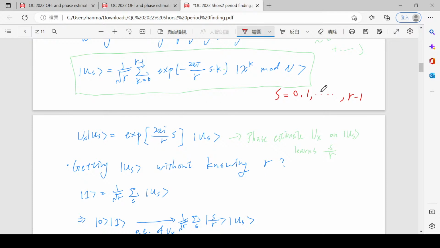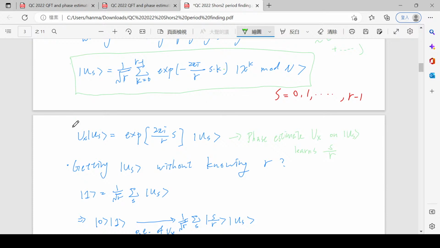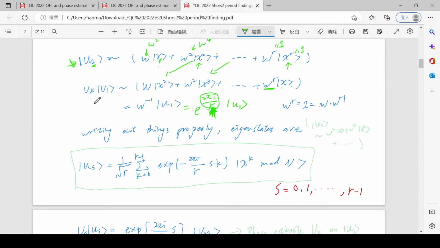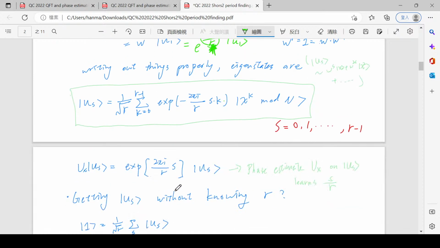But for every other s, its phase is going to tell you something about r, because you can check out the math. If you apply U_x on this thing, then something similar to this will happen, and you'll see that the eigenvalue of U_s is this omega to the s, which you write down.